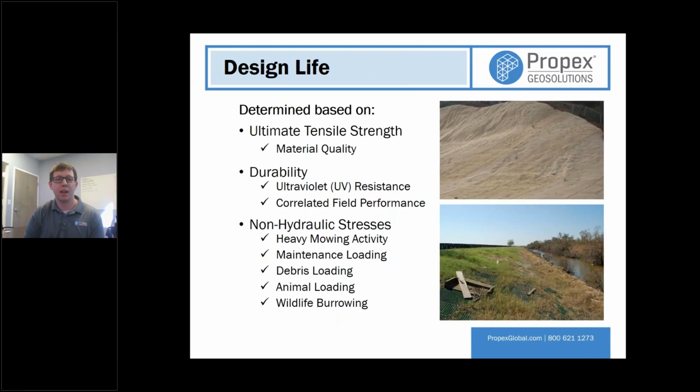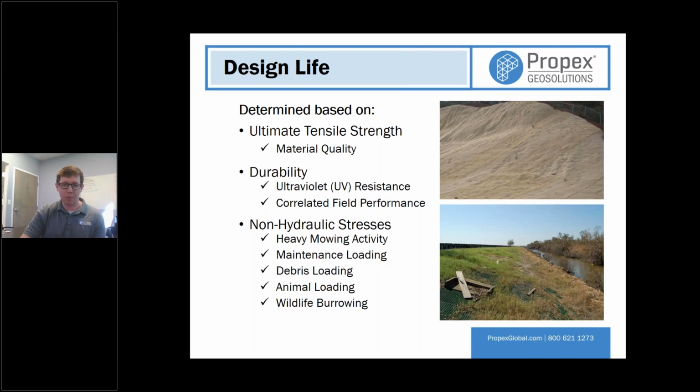And then lastly is design life. Design life is a huge component that we spent a lot of time on here over the past 10 years. And it's really based on 3 separate things. They're all together. The ultimate strength of the material, where it starts out, having a good quality manufactured material that you can have confidence in that starting tensile strength. Second is durability. That's resistance to UV stresses, but really it's all of sunlight. It's, can that antioxidant color package resist the environmental exposure and still maintain its strength?